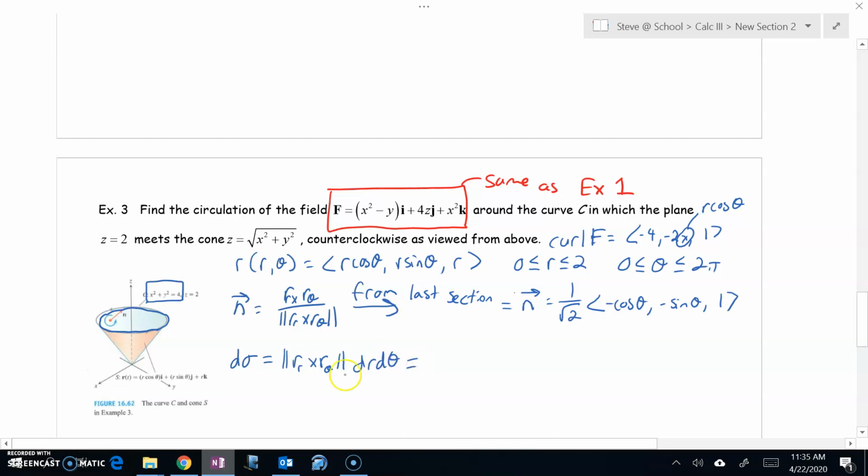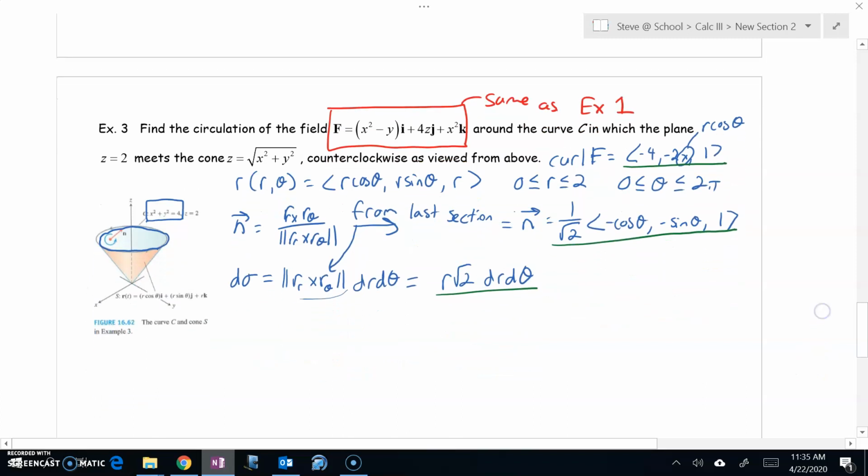So again, from the last section, I should also put an arrow here, we get that the magnitude of the cross product is r square root of 2, and then we have dr d theta. So now we have all three pieces that we're going to need to set up our integral. We have f, we have to dot it with n, and then we have to attach d sigma. So first thing is we're going to do the dot product. So I'm going to say that my Stokes theorem is equal to now, or I guess I should say circulation.